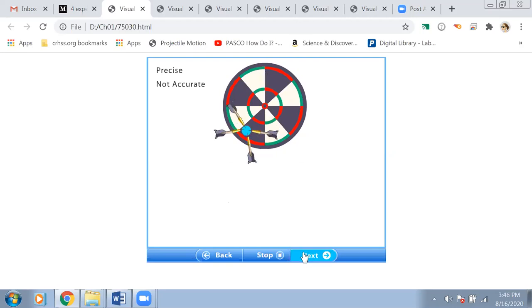This set of throws shows that the dart thrower is precise but not accurate. The darts are grouped very close together, but they have missed the bullseye.